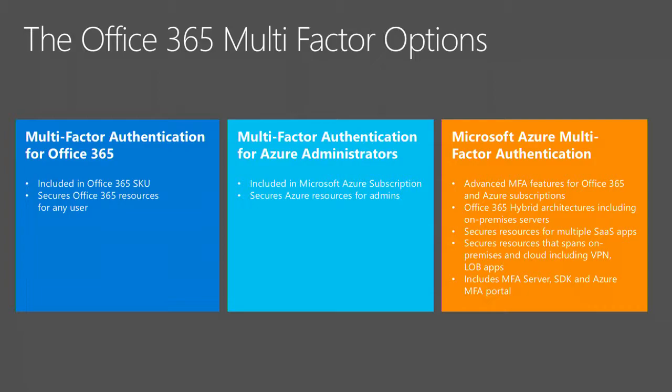And lastly, we have Microsoft Azure multi-factor authentication. Now, these are all the advanced features supporting Office 365 hybrid environments. We can secure resources for SaaS applications. We can secure resources that span on-premises and off-premises applications. So if you've got site-to-site VPN or some line of business apps being accessed through those, you can use multi-factor authentication back to those applications. And lastly, it allows you, if you're using SSO, to use multi-factor authentication on your ADFS servers as well.